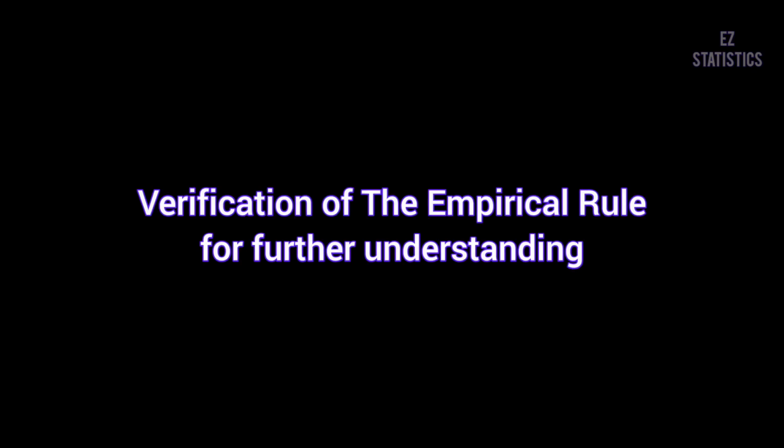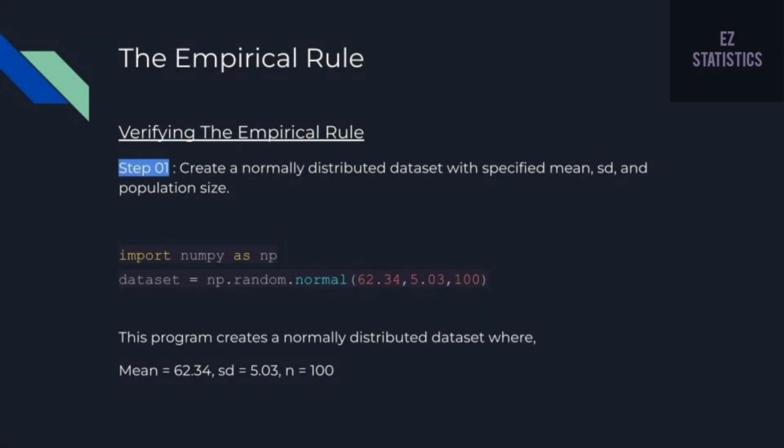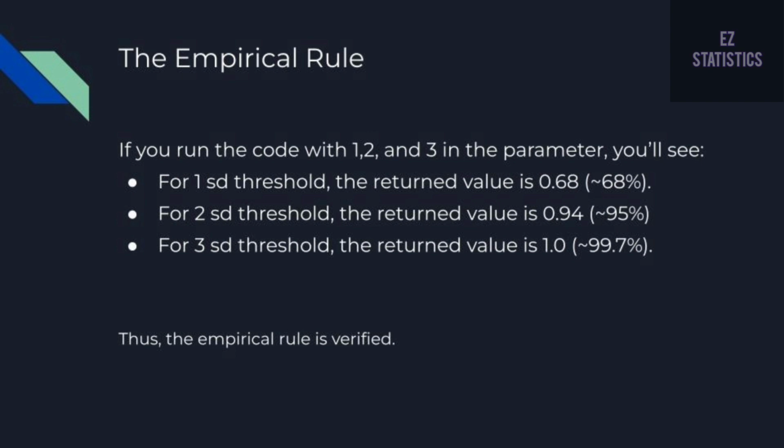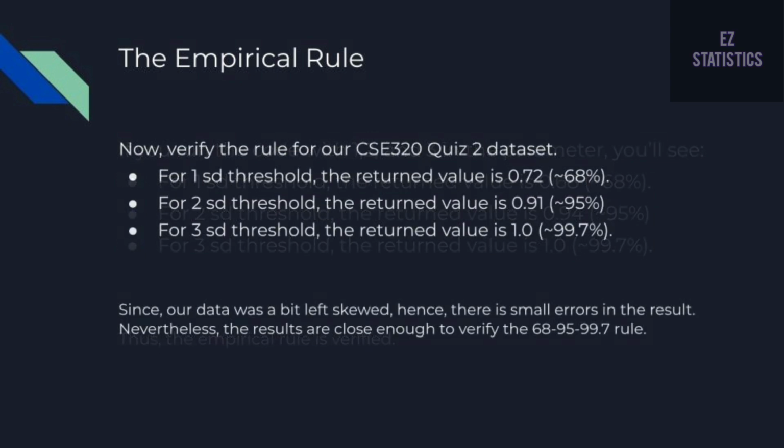Since I am not a mathematician, I will use a programming approach for the verification. First of all, we will write a program to create normally distributed data. Then we will count the data points within the corresponding thresholds of standard deviation. After running the program, we get this result. We can verify the rule on our real-life dataset too, the quiz data that we chose earlier. The result is shown here.